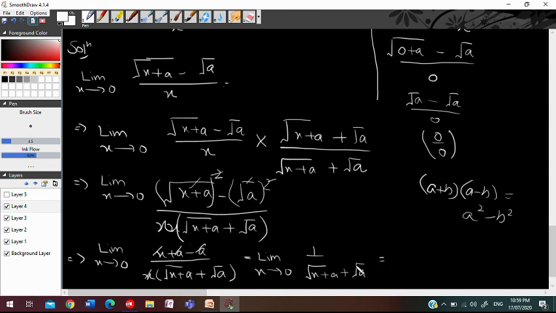And now if you apply the limit to this form of your question, you get 1 by 0 plus a. A will be the same, and you just replace x with this 0. You apply limit to your function, and that's why you will not write limit x approaches to 0 over here. You just practically apply the limit to your question. 1 divided by (under root 0 plus a plus under root a), and the answer is 1 divided by 2 under root a. And this is the solution of our theorem.